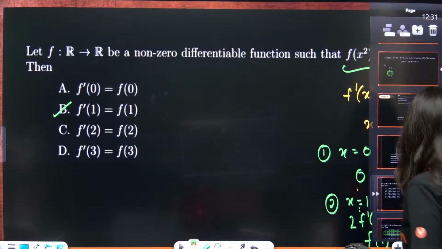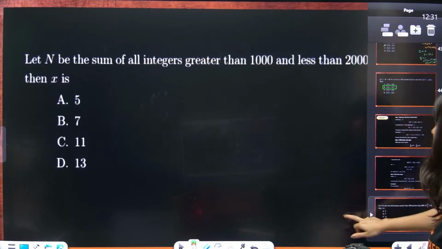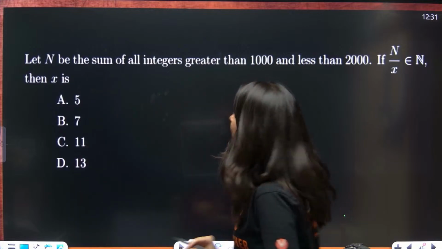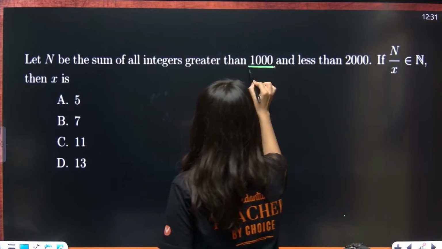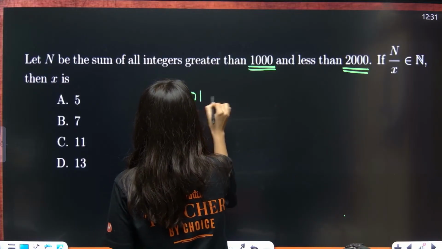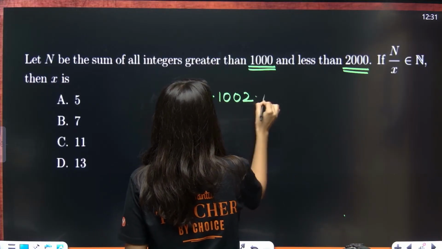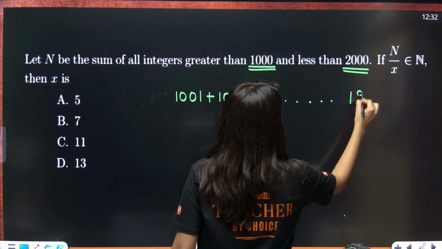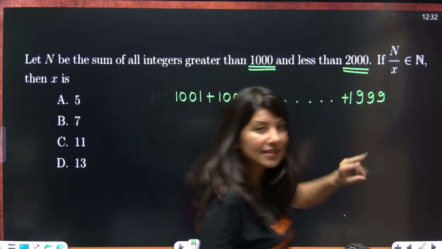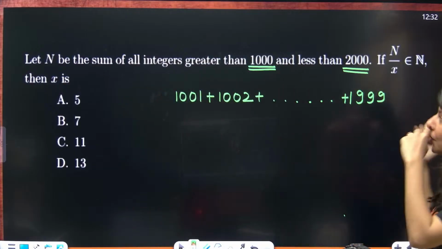One more question, which was a doable question asked in NEST 2024. Let me tell you. Sum of all the integers greater than 1000 and less than 2000. That means 1001, 1002 and all the way up to 1999. That's it. Because greater than and less than, we will not include 1000 and 2000.